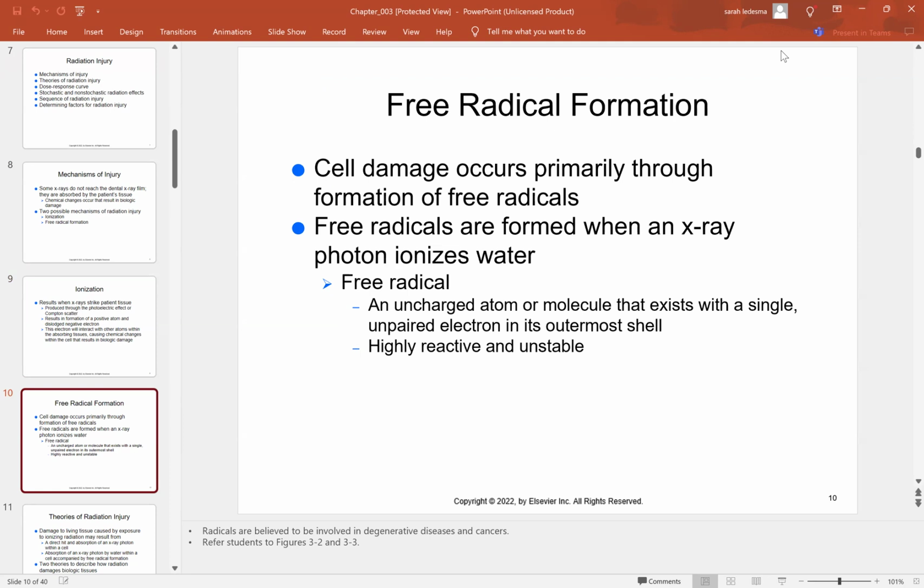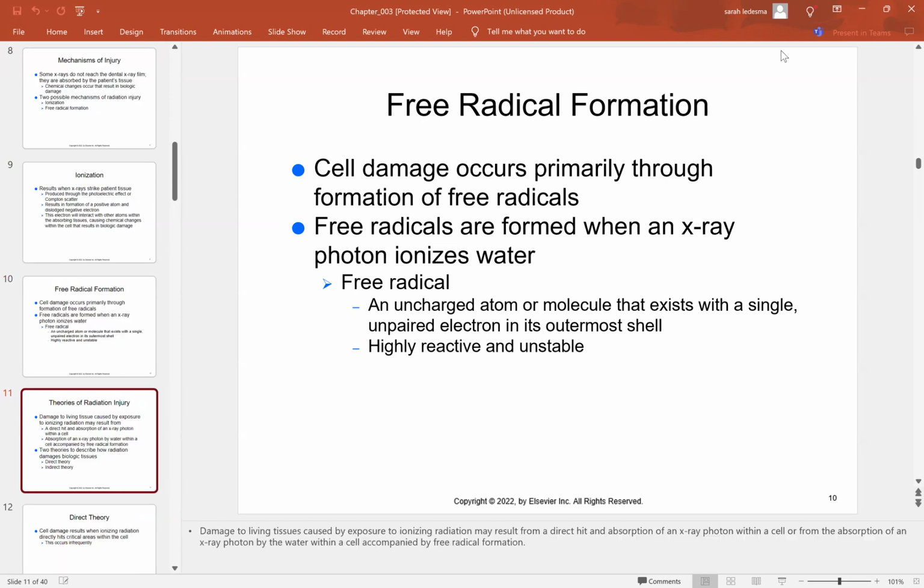Free radical formation. Cell damage occurs primarily through formation of free radicals. Free radicals are formed when an X-ray photon ionizes water. A free radical is an uncharged atom or molecule that exists with a single unpaired electron in its outermost shell, and is highly reactive and unstable.